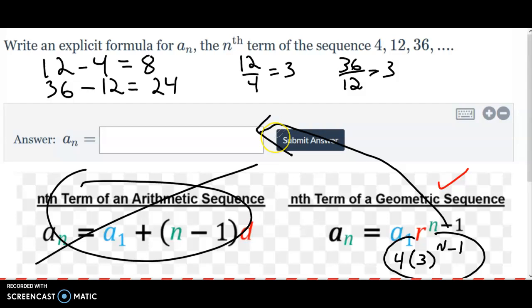And that's it. That is how you write an explicit formula for a geometric and arithmetic sequence.